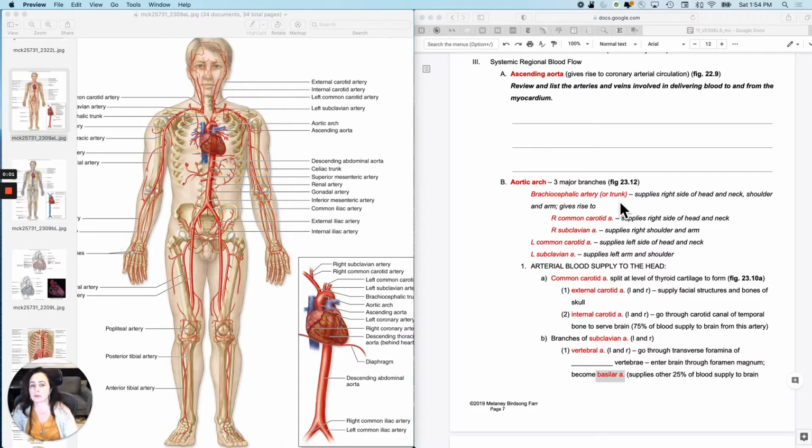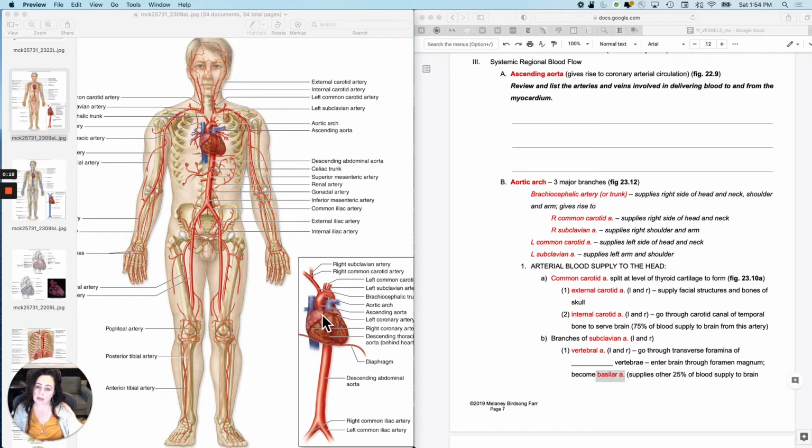We're going to do systemic regional blood flow. My plan for this is to deliver blood to where it goes and then back to the heart as the blood comes off of the aorta. Okay? Comes out of the aorta.